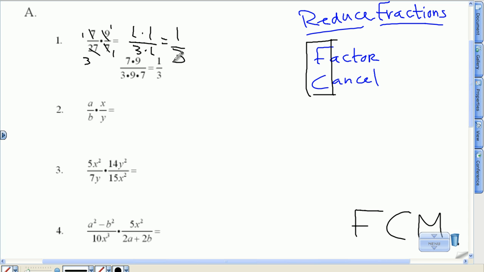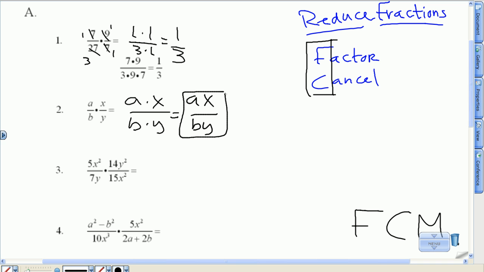Number 2. First thing I'm going to do is factor. There are no binomials on the top and bottom. Cancel. There are no common terms on the top and bottom. Can't cancel the y because there is no y on top. Can't cancel an x. There is no x on the bottom. Same with a and b. Step 3 is to multiply. This becomes a times x, b times y. The rules for multiplying fractions: top times the top, bottom times the bottom, and this would be your final answer.